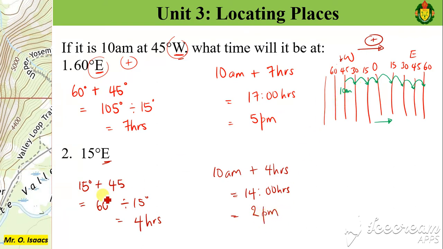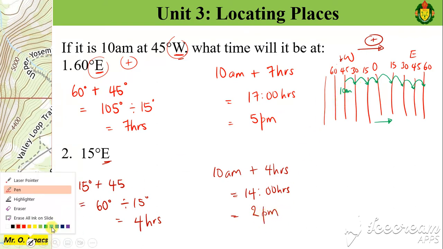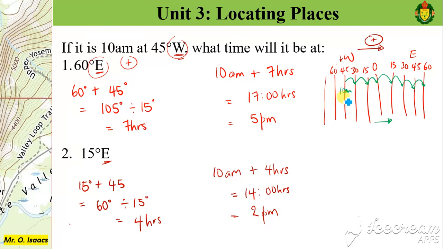So let's check that on this line diagram. So start with 10, and we're going up to 15, so that will be 11, 12 noon, 1, and then 2 p.m.